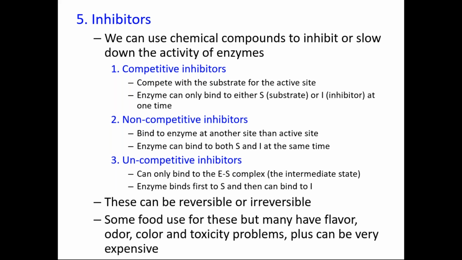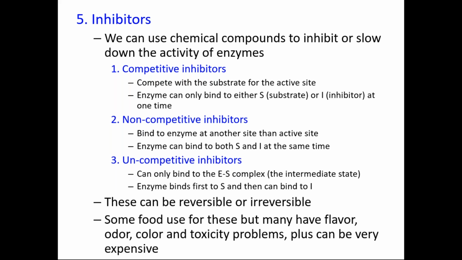The second type of inhibitor is a non-competitive inhibitor. It binds to a site other than the substrate binding site, but it causes a conformational change in the enzyme structure, preventing the substrate from binding. So non-competitive inhibitors bind to another site other than the substrate site, change the conformation of the enzyme, and prevent the actual substrate from binding. And then you have the uncompetitive inhibitors, which bind to the enzyme-substrate complex.